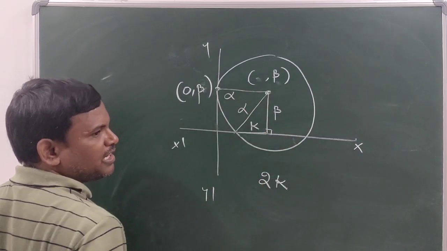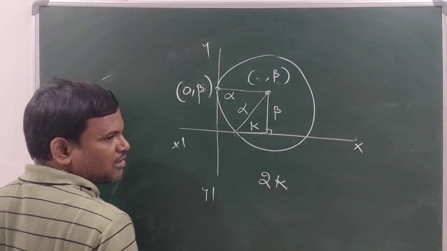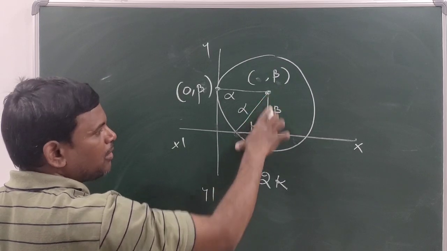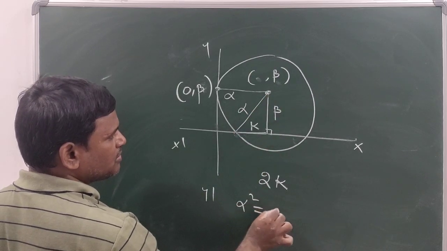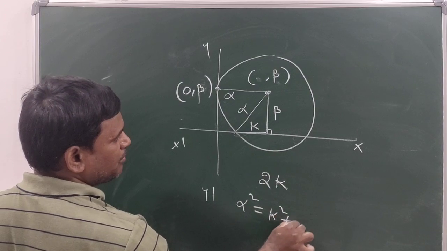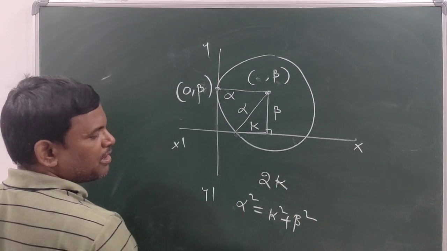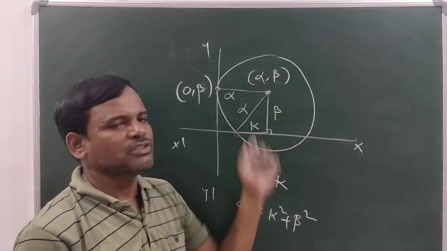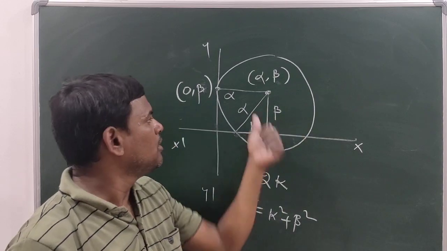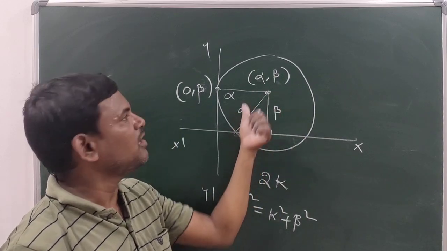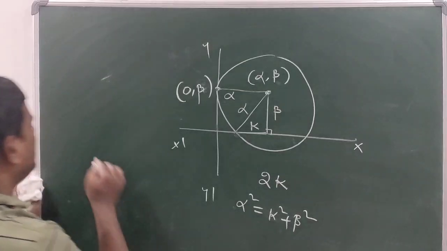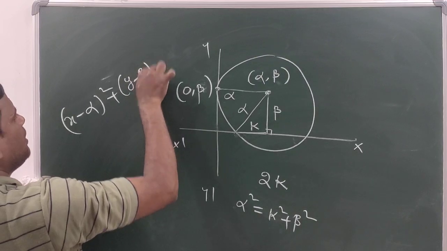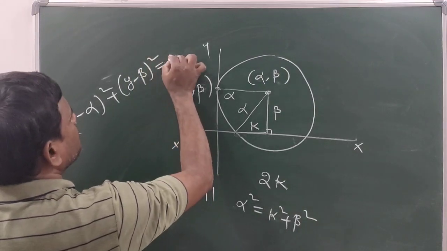Now, which makes 90 degrees with this chord. Now here one right angle triangle is formed. So here we need to find alpha. Apply the Pythagoras theorem. Alpha square is equal to k square plus beta square. Now find alpha from here. Write here alpha. Now here you know the center. Now radius is alpha. Take radius as alpha, center as (alpha, beta), and determine the circle equation. (x minus alpha) whole square plus (y minus beta) whole square is equal to alpha square.